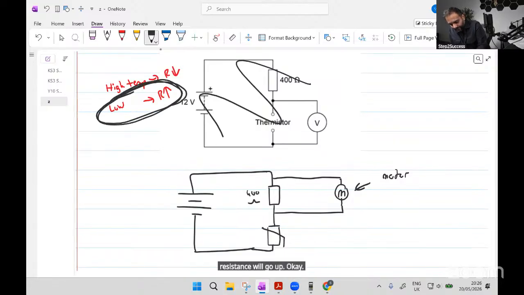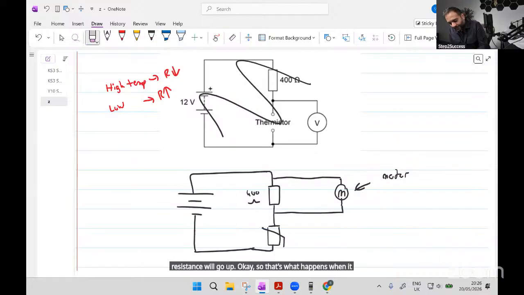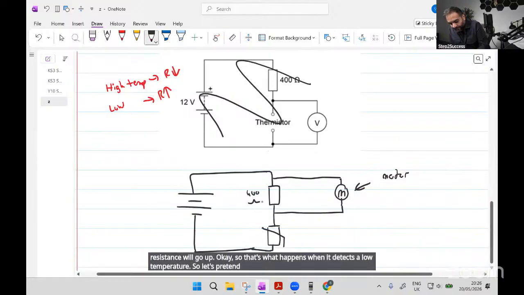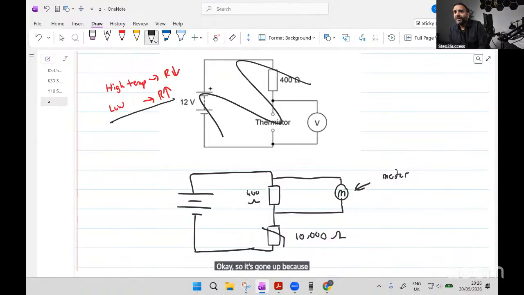Okay, so that's what happens when it detects a low temperature. So let's pretend this resistance, remember it's variable, it can go up or down, gets really high. So let's make it, just for the sake of argument, 10,000 ohms. Okay, so it's gone up because it's detecting a very low temperature.